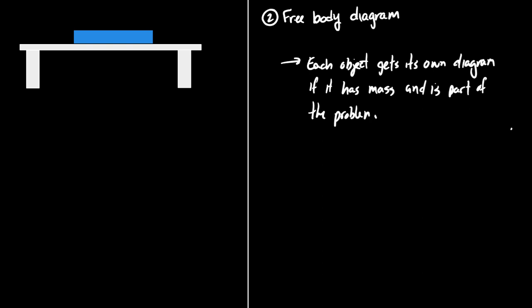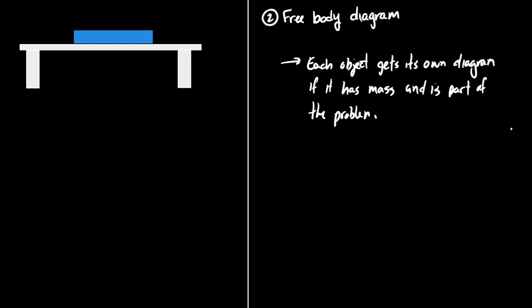That's kind of an esoteric sentence. I know I'm writing fast, but I'm in a hurry. I want to get to the good stuff. Each object gets its own diagram if it has mass and it's a part of the problem. The table is not a part of the problem, so I'm not going to draw a diagram for the table. I'm just drawing a diagram for the book. Does that make sense? I asked about the book.